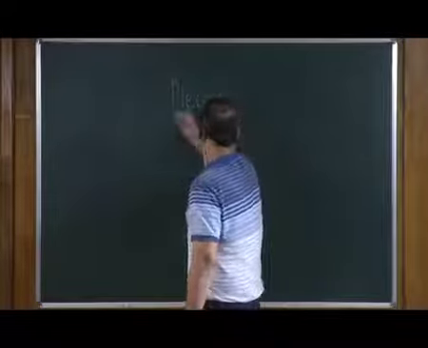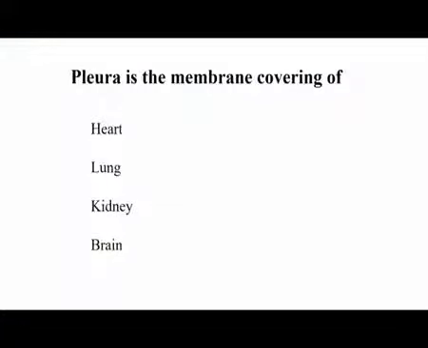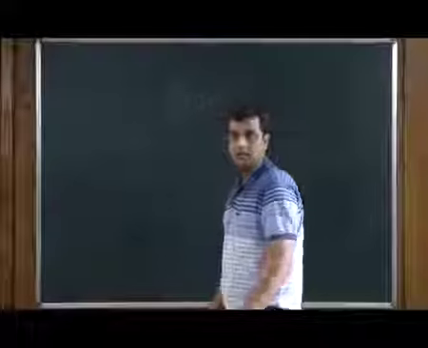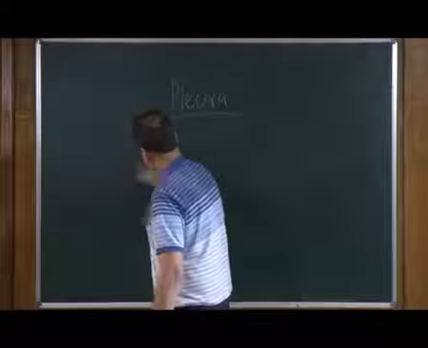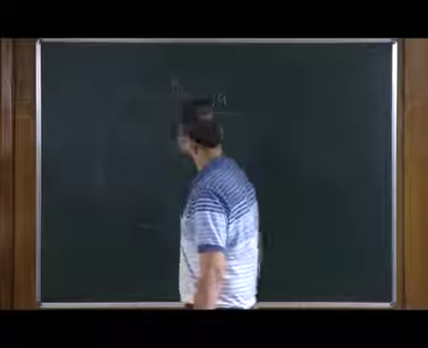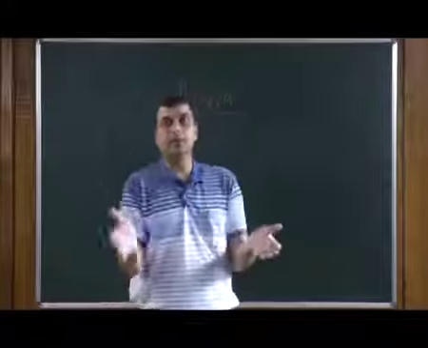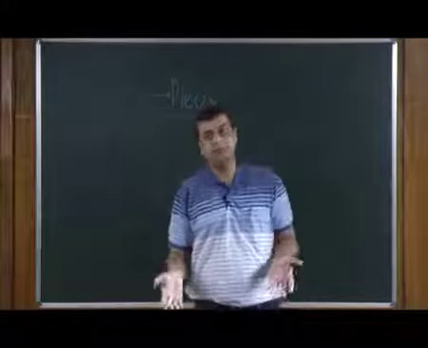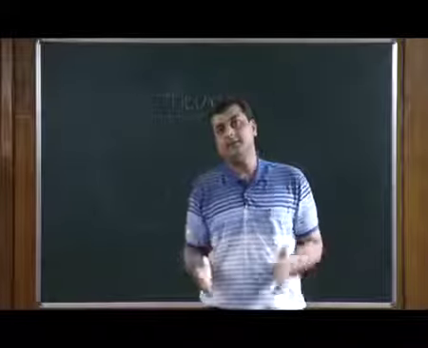Pleura. Now I have given the 4 tentative options here: the heart, lung, kidney and brain, and the right answer is lung. So the outer covering of the lung is called pleura. Suppose this is a lung. Now this outer covering, the covering of the lung, we call it pleura. This kind of protective covering is available in many organs in the body. The whole human organ system is protected by a certain kind of covering.